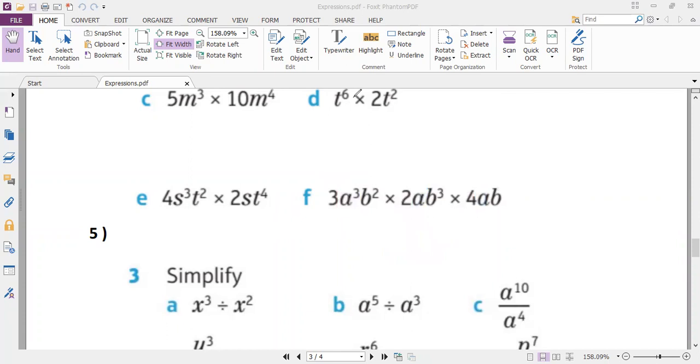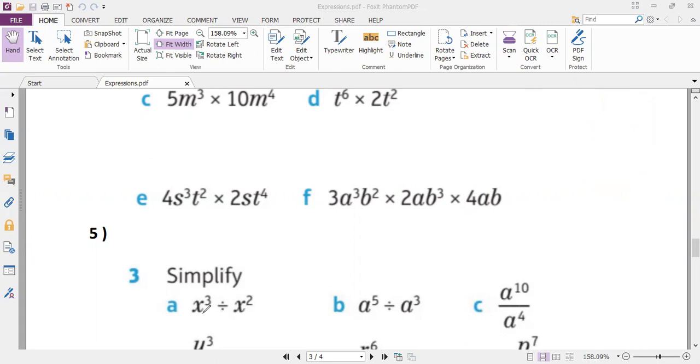What about dividing like bases? If I have, let's say, x raised to the power of 8 divided by x raised to the power of 6. When dividing like bases, we subtract powers. So we will write x and subtract powers. 8 minus 6 equals 2. Once again, when dividing like bases, we write the base and subtract powers.